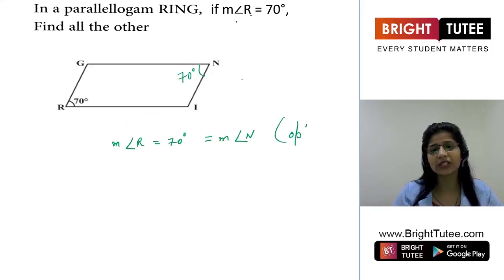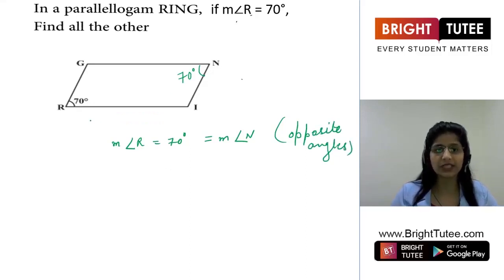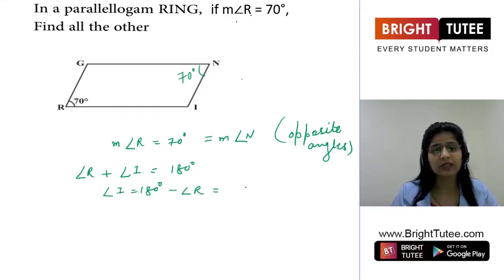Reason is opposite angles of the parallelogram, right? So I'm writing opposite angles here. Now the next thing that we know is R and I are adjacent angles, and just now we have proved that the adjacent angles of a parallelogram are supplementary. So we can write that angle R plus angle I is equal to 180 degrees, and angle I will be equal to 180 degrees minus angle R. What is the measurement of angle R? We know it is given as 70 degrees. So we get angle I as equal to 110 degrees.